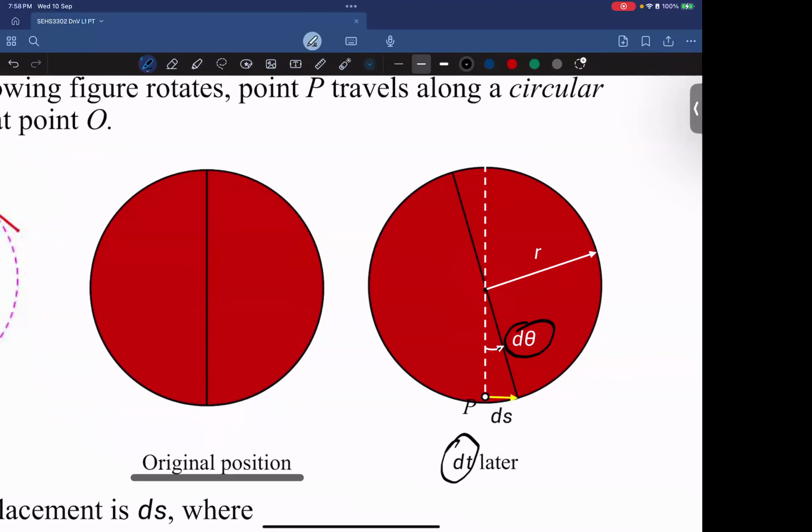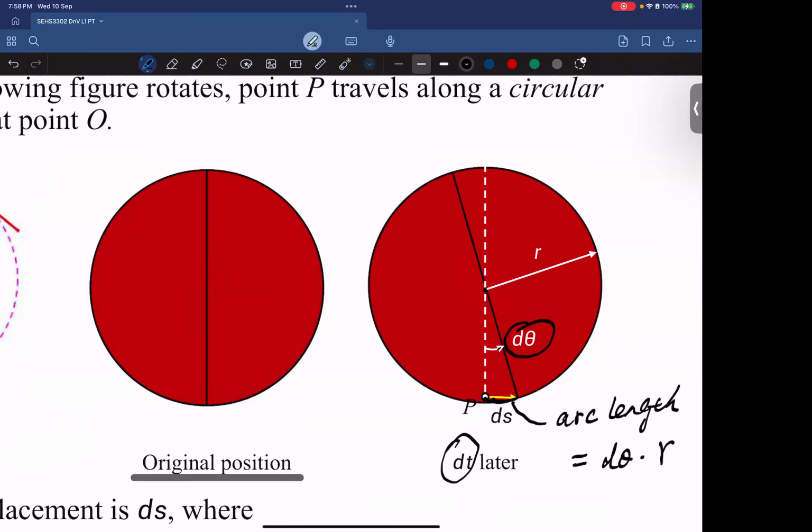the particle we consider has a very small displacement ds. This ds is this arc. The arc length is d theta times the radius r, right?